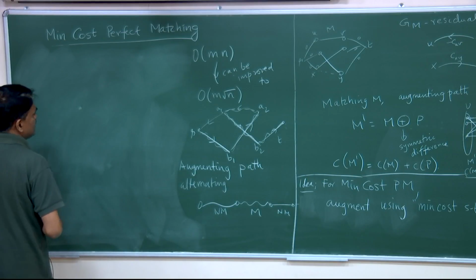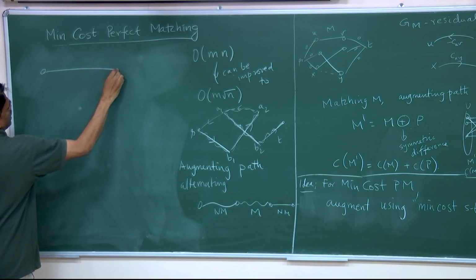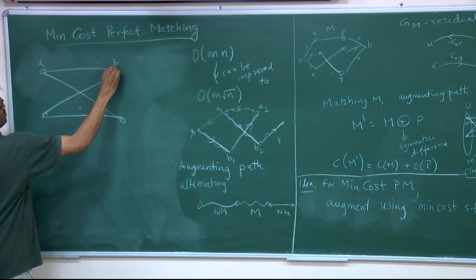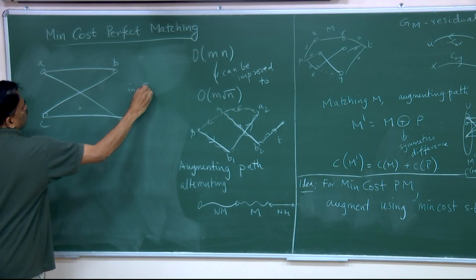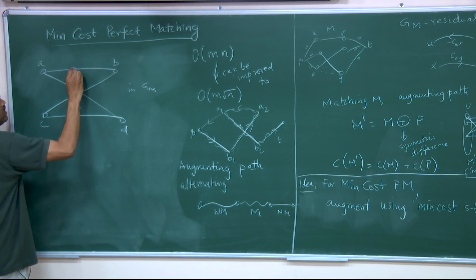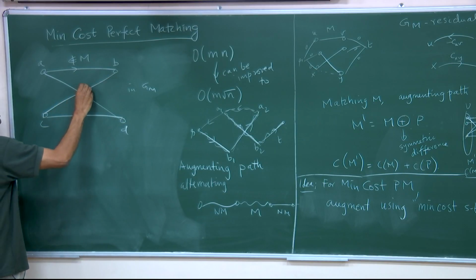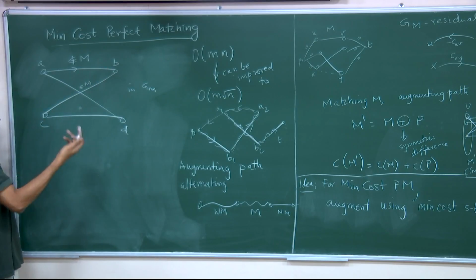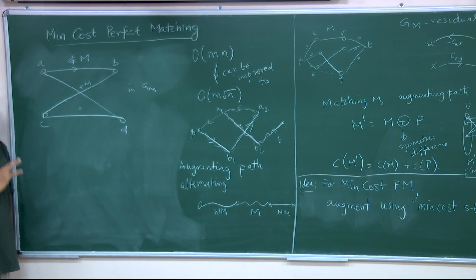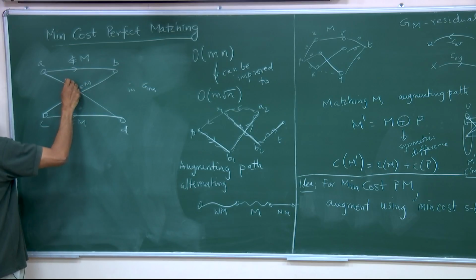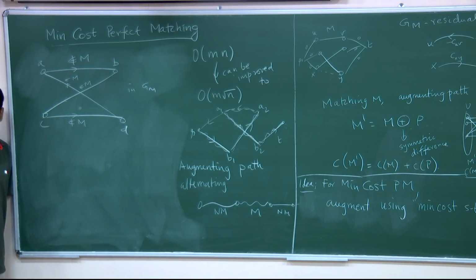Suppose ABC is my cycle in GM. Then I know that this is not in the matching, and this is in the matching, because how would I have an edge from B to C? In the graph, all the edges are going in the forward direction. So why is there an edge B to C? Because CB was a matching edge, and CD is not in M, and this is in M. So this cycle would be an alternating cycle.